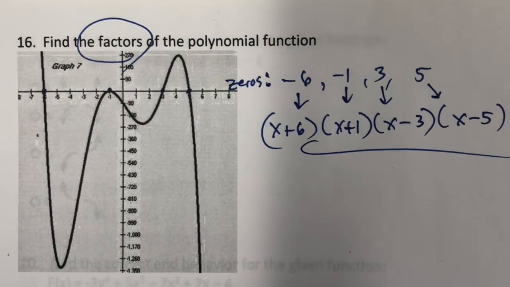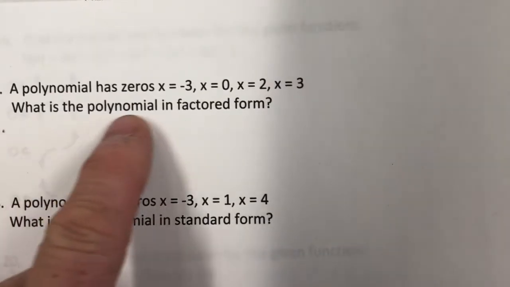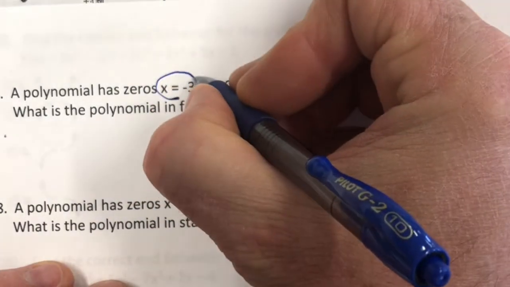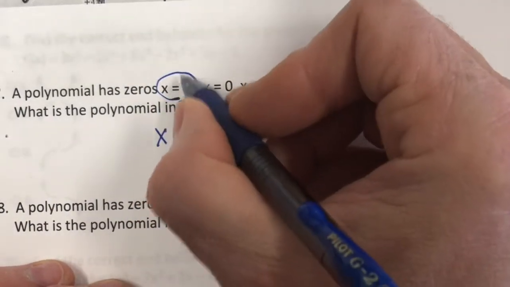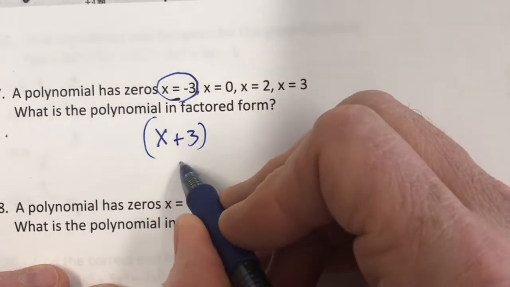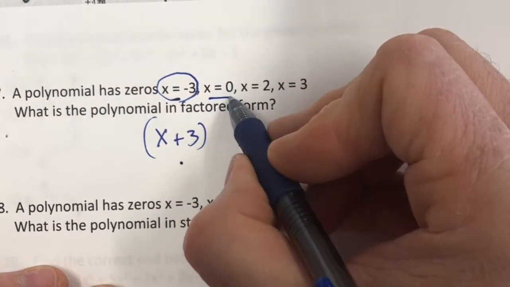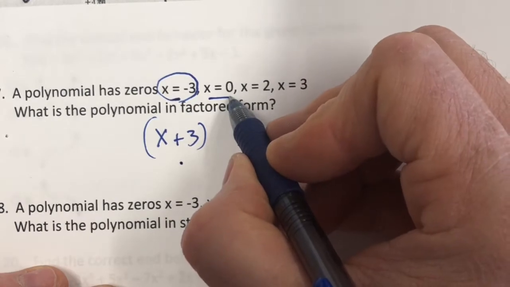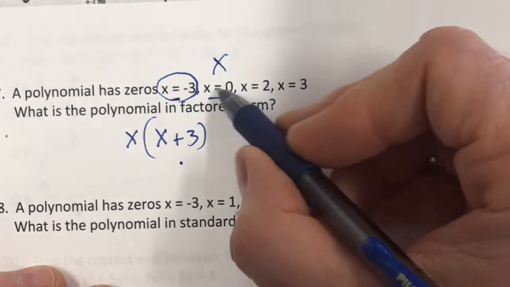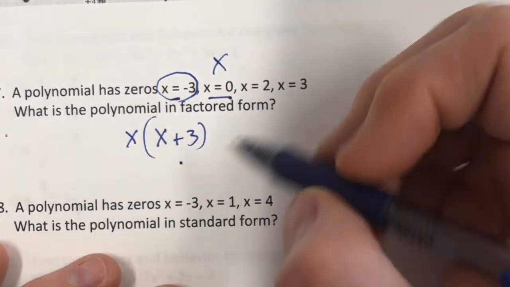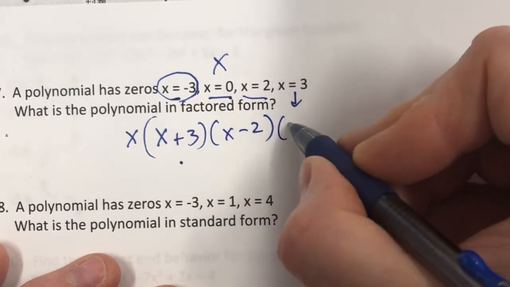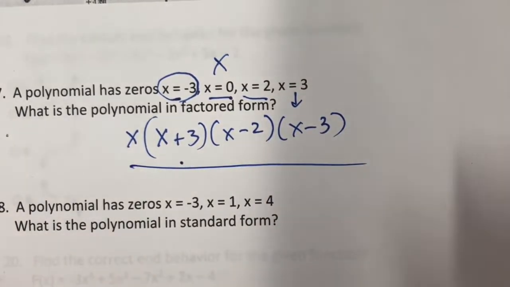Okay, here's one kind of similar. Here's my zeros for this one. What's the polynomial in factored form? All right, if that's a 0 right there, it's going to be x plus 3. There's my factor for it. If x equals 0 is a 0, then it's just going to be x. I'll put it out front, because it's x plus 0, which is just x. Right here, this is x minus 2. And right here, this is going to be x minus 3. And there it is, factored form.